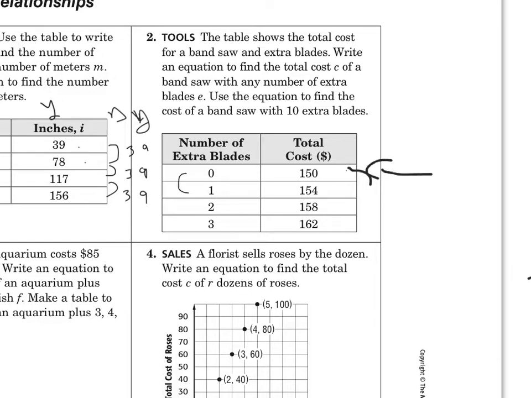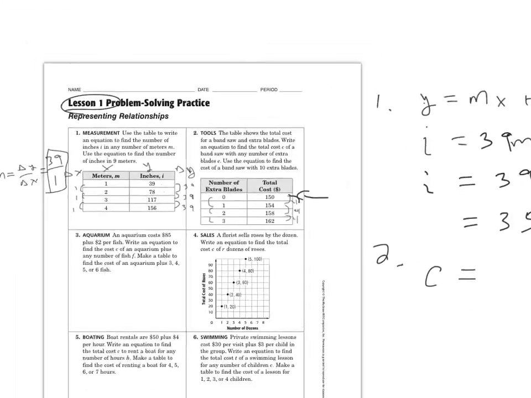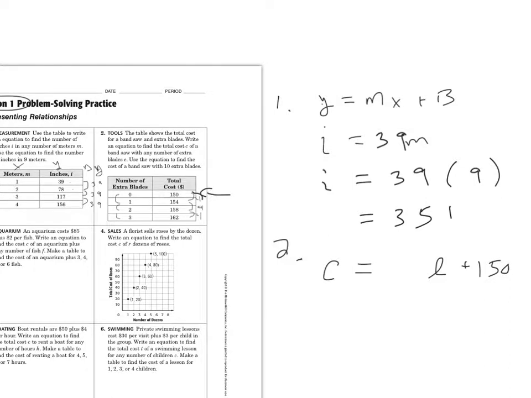If we buy one blade, we're paying $154. So what that tells me is that each blade is worth $4. So if we go up to 2 blades, we're paying $4 more, and if we buy another blade, we're paying $4 more. So then what that tells me is that the cost of each blade, or per blade, is $4.